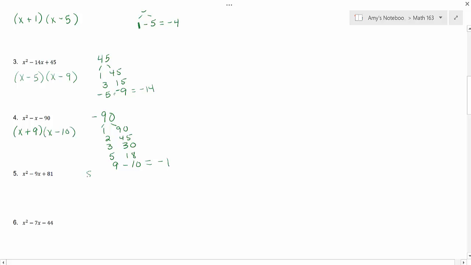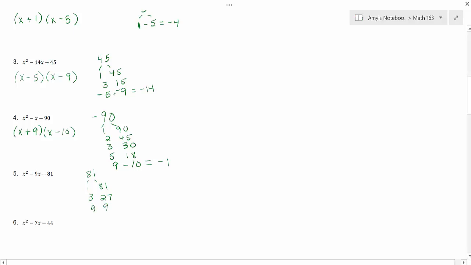Factors of 81. 1 and 81. And then go through. 81 divided by 2. 81 divided by 3 gives you 27. 81 divided by 4, 81 does not work. 81 divided by 5 does not work. 81 divided by 6 does not work. 81 divided by 7 does not work. 81 divided by 8 does not work. And then, of course, you know that 81 divided by 9 is 9.